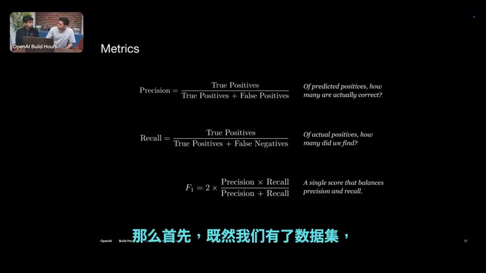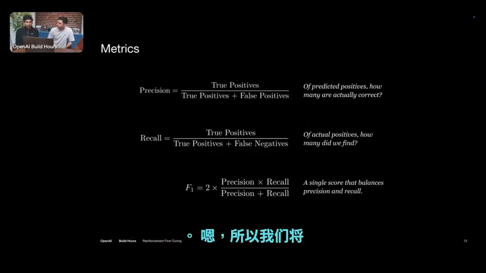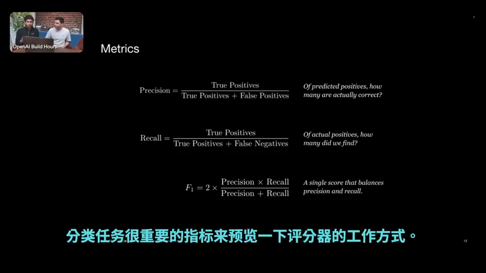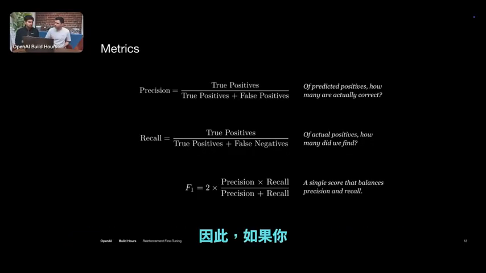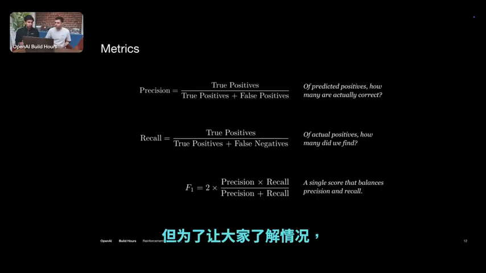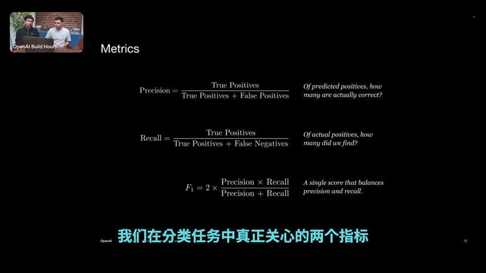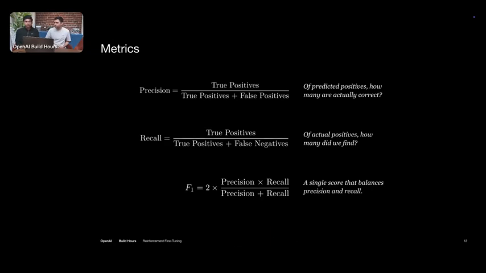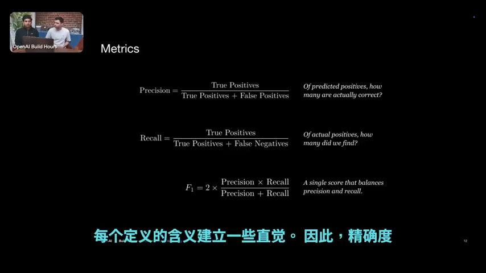So, Prashant, now that we have the data set, how are we going to evaluate it? Yeah, we talked a lot about graders already. So we're going to preview a little bit of how the grader is going to work by talking about the metrics that are important for a classification task. So this is probably not new if you have been doing machine learning for a while, but just to catch everyone up. The 2 metrics we really care about in a classification task are called precision and recall. And instead of giving the academic definitions, some of which are up here on the screen, I'd really love for us to build some intuition for what each of these mean.